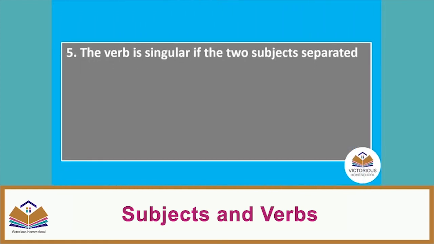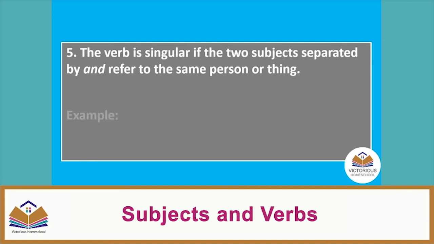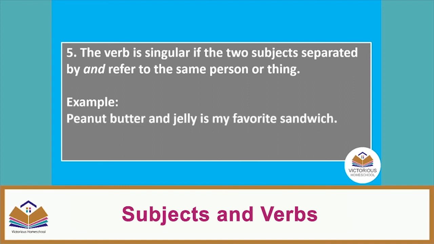The verb is singular if the two subjects separated by the word and refer to the same person or thing. Oh, is that so? Yes. So you have, for example, peanut butter and jelly. And peanut butter and jelly are actually seen as one unit. And so therefore, you have to use the singular verb because it's just one. It's referring to, like, for example, you have a cousin. If your cousin is also your best friend, then that's just one person, right?